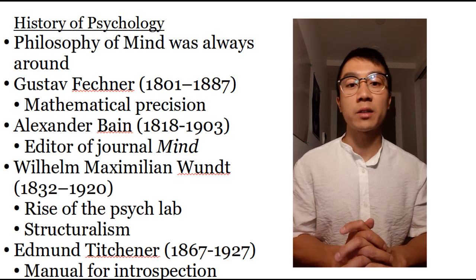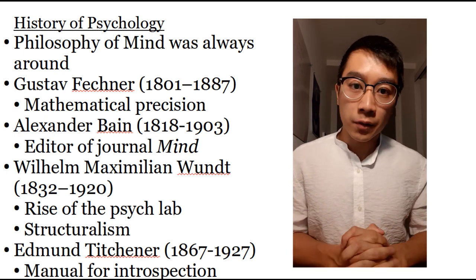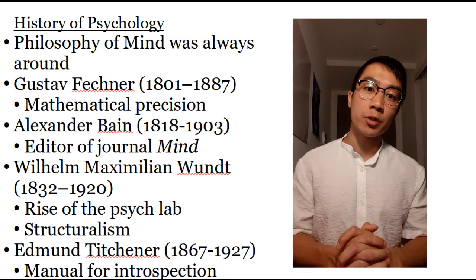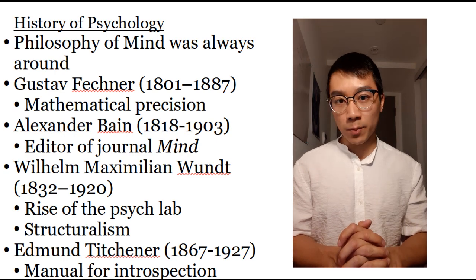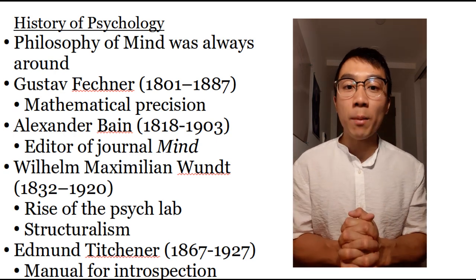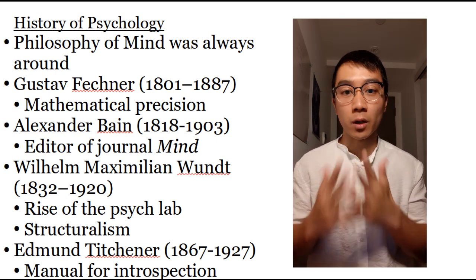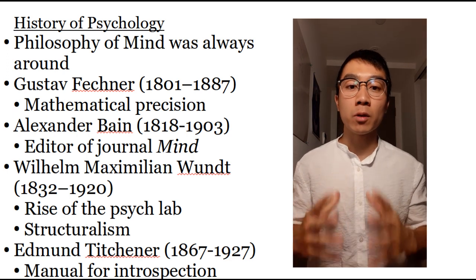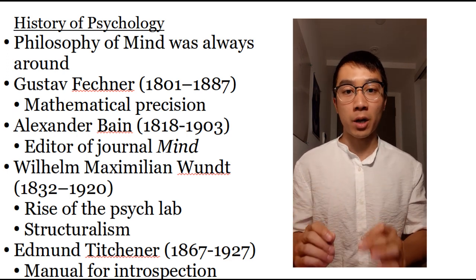Because there was a field known as philosophy of mind. Philosophy of mind was continuous with philosophical traditions going back to Aristotle onwards, and they're basically just general theories of the mind. What makes psychology a science as opposed to merely philosophy of mind is that there were empirical methods, that is, ways of testing hypotheses.